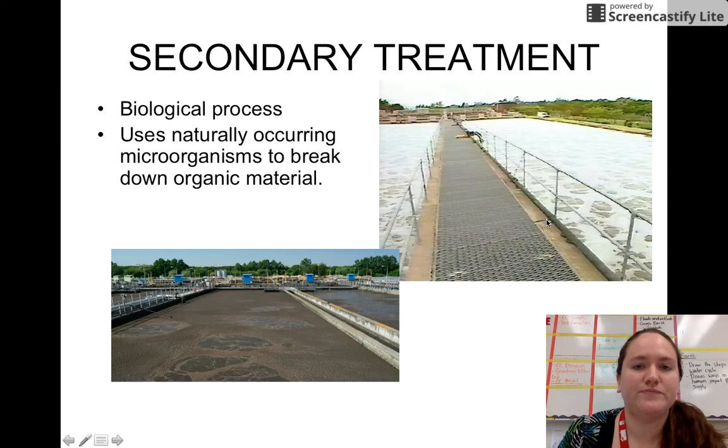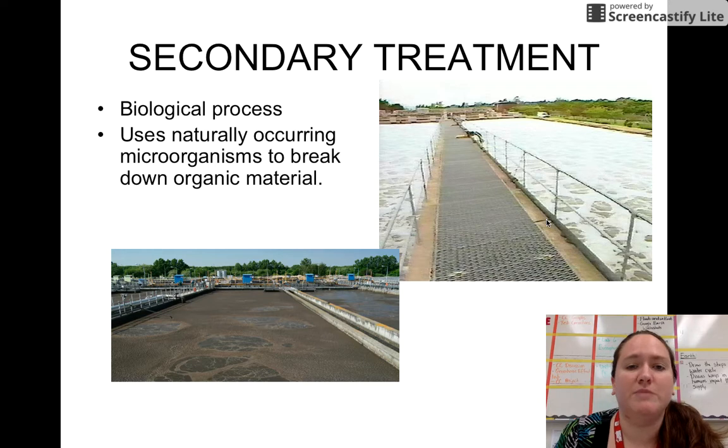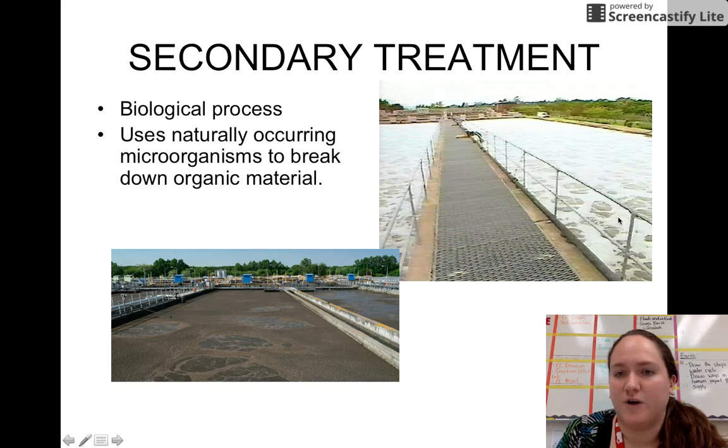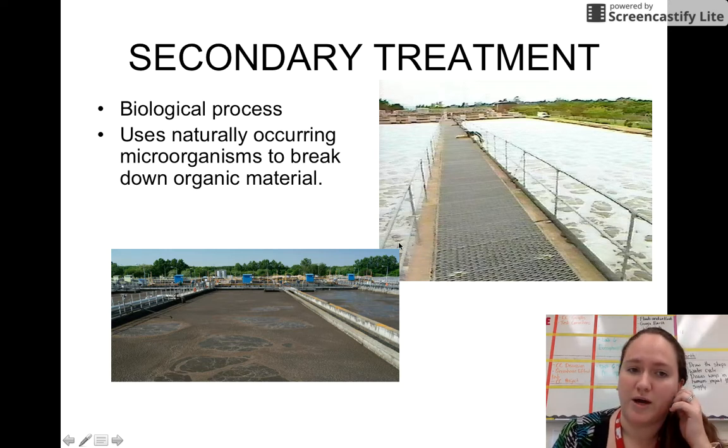So secondary treatment is a biological process. We use microorganisms to break down the materials. All of these tanks right here, this frothy looking stuff is a product of the microorganisms that are breaking down the waste. This is the kind of smelly stage of the treatment process.